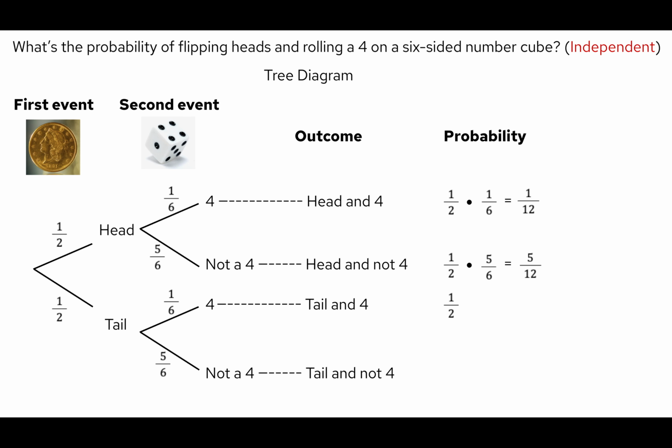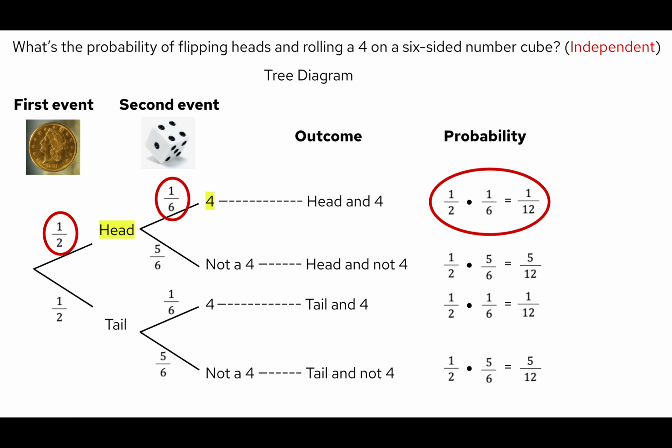For the tail and a 4, the probability of getting a tail is 1/2. A 4 is 1/6, so 1/12. A tail is 1/2. Not a 4 is 5/6, so 5/12. So what I wanted was to get a head and a 4. So I multiplied my 1/2 and my 1/6, and I ended up with 1/12. So the probability of flipping a head and a 4 is 1/12.